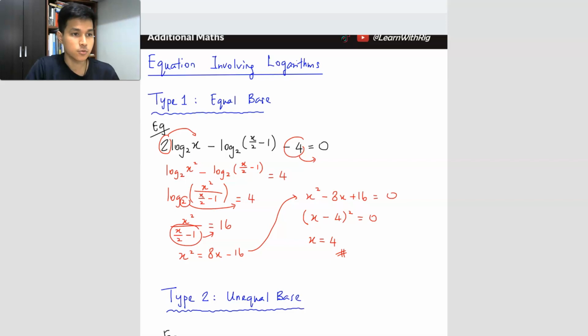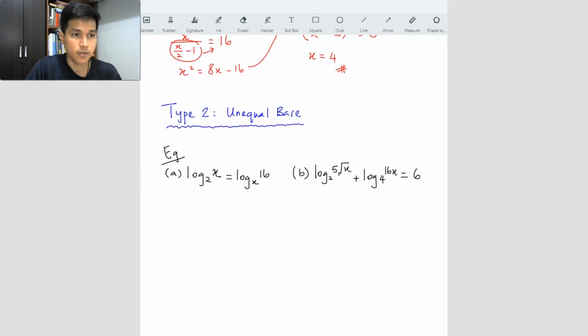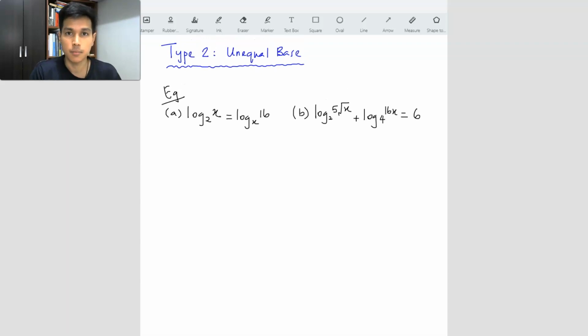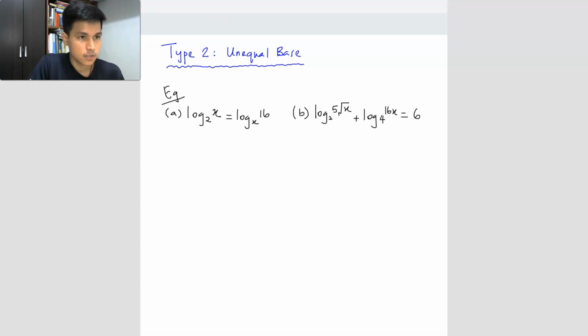So the first step is you try, because it's already the same base, equal base, so you can put them all together. Now the second type we want to learn, we want to solve, is using unequal base. If it's unequal base, that's why we learn about the steps to making it equal, correct? We want to make it become equal base. So let's look at the first example. This is base 2, this is base x. So base x, we can't really do much, right?